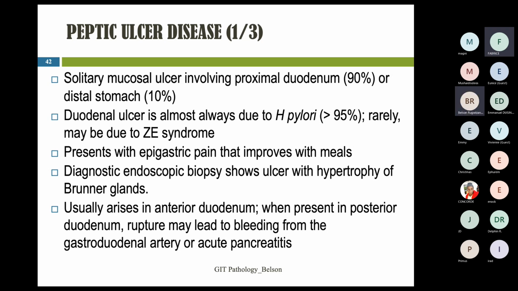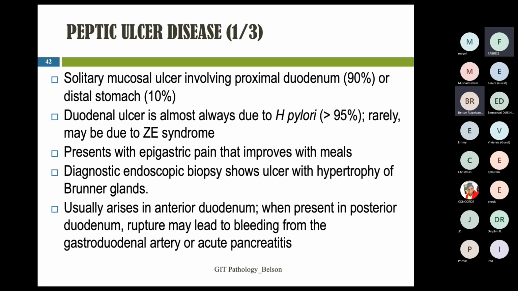So ni icyo bavuga, igifu cyarapfutse cyajeho igisebe. So the solitary mucosal ulcer involving the proximal duodenum and the distal stomach, ubu nicyo cyitwa peptic ulcer. So ni ulcer ishobora ifata aho ngaho: stomach, lower stomach, upper duodenum. Akenshi biri kuri duodenum. So duodenal ulcer is almost always due to H. pylori.